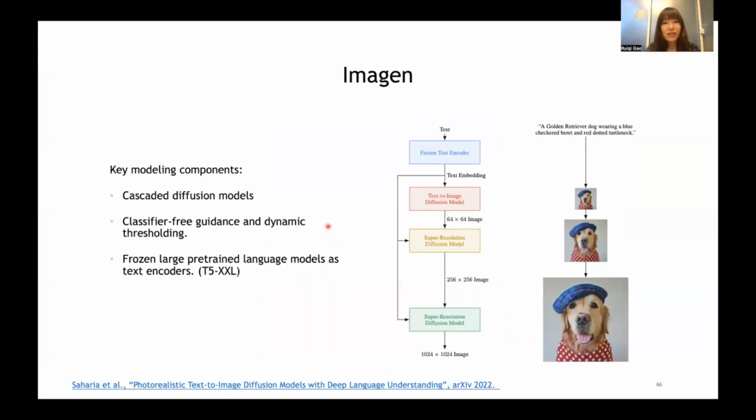And in terms of the key modeling components of Imagen, like I mentioned, it is a pure cascaded diffusion model containing one base model and two super resolution models. It uses classifier-free guidance and dynamic thresholding, as I will talk about later. And unlike DALL-E 2, which uses the CLIP text embedding, Imagen uses frozen large pre-trained language models as the text encoders, more specifically this variant of the T5 model.